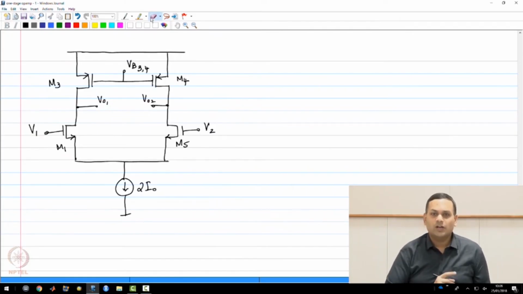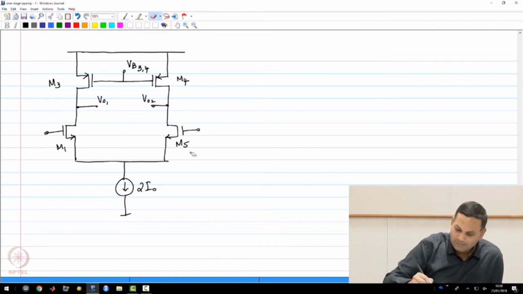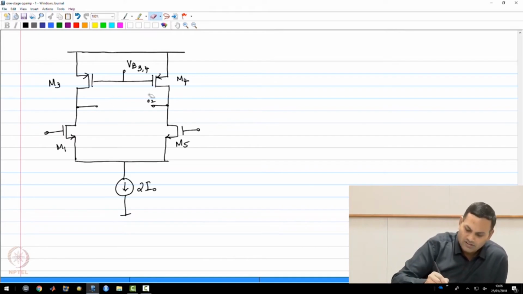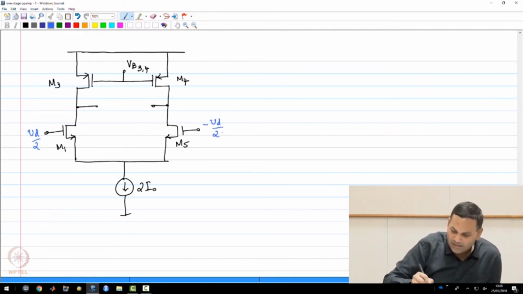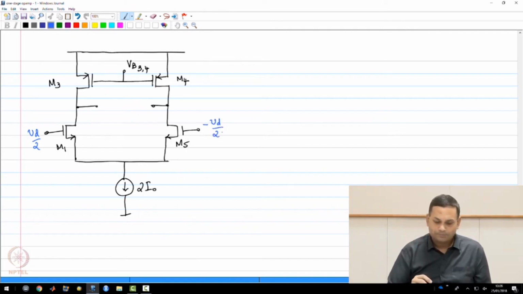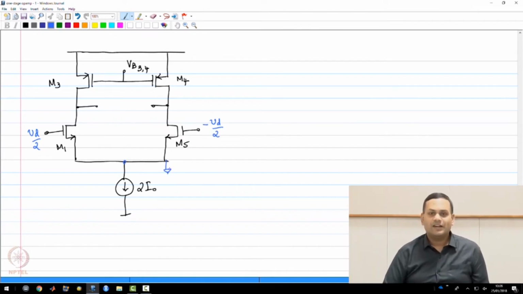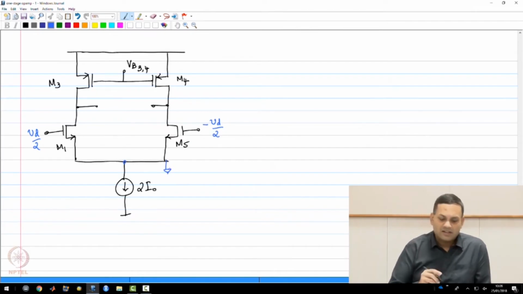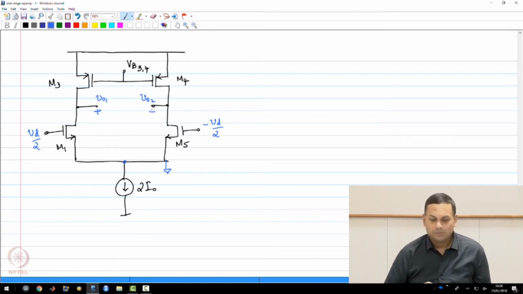Now let us assume that you are adding a small signal, differential input. So now I am going to replace these with small signal quantities. I am applying Vd by 2 and minus Vd by 2. And for small signals, this particular node is at small signal ground. And you get outputs VO1 and VO2, and the output is the difference between these two.